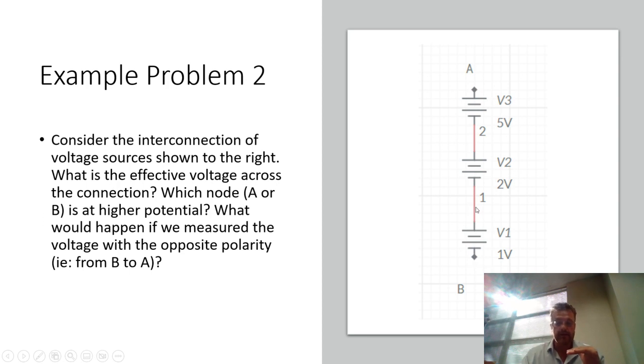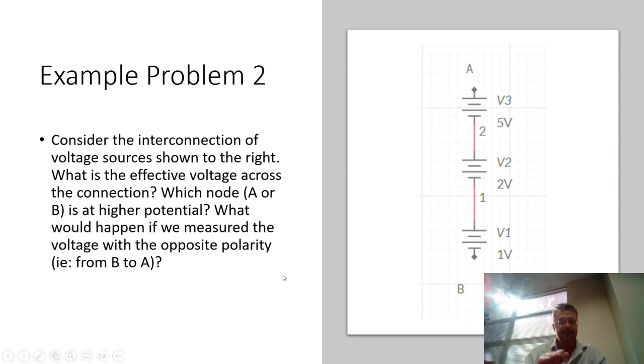So in moving from this node to this node, I go across a rise of 1 volt. In moving from this node to this node, I go across a rise of 2 volts. And in moving from this node to node A, I go across a rise of another 5 volts. So from the bottom, it's up 1, up 2, up 5. So in total, I went up 1, 3, 8. So node A, because of these three voltage sources, is 8 volts higher than node B. So that is the effective voltage across these three ideal voltage sources, which are connected in series in a series-aiding configuration. Which node is at higher potential? Well, node A is at higher potential than node B, particularly it's 8 volts higher than node B.